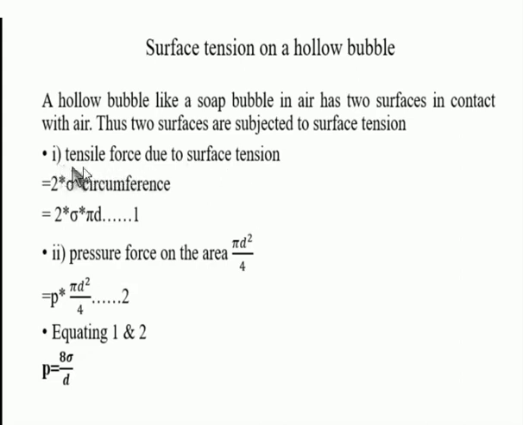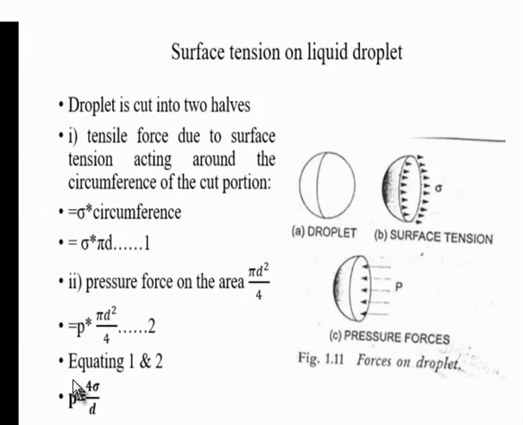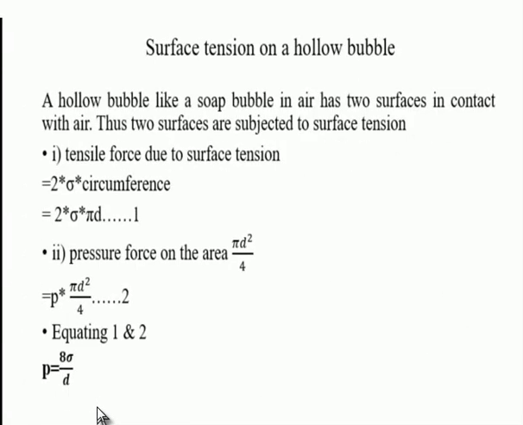So here the tensile force due to the surface tension is 2, because it has two side contact with air, one inside and one outside. So 2 into sigma into circumference, which is given by pi d. That is equation number 1. Similarly, the other force is the pressure force on area pi d square by 4, so P into pi d square by 4, equation number 2. Equating 1 and 2, we get that P is equal to 8 sigma by d.